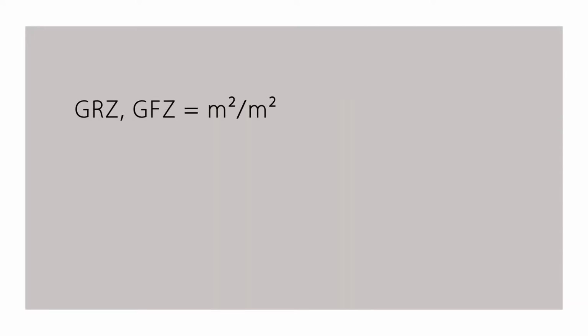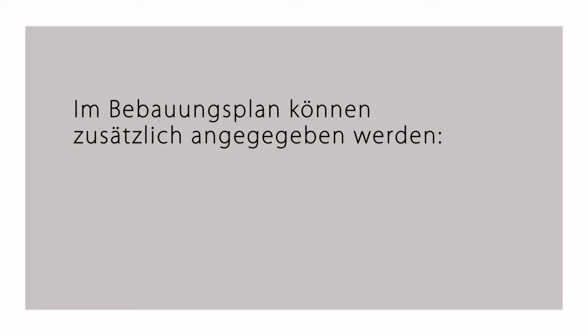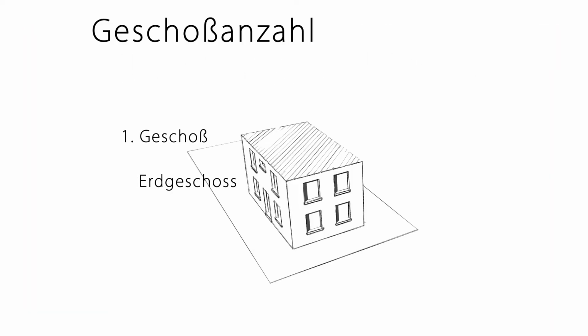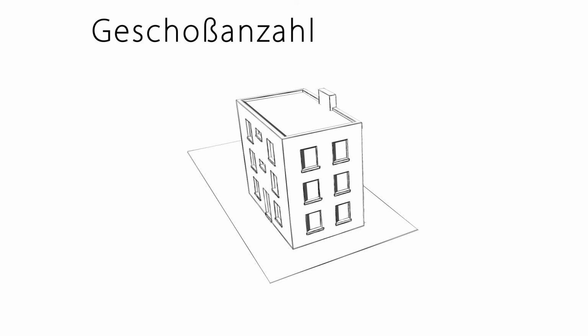GRZ and GFZ have the unit square meter per square meter, the BMZ cubic meter per square meter. In addition to the permissible surfaces or volumes per square meter of a plot, the number of stories or a building height can be defined in the Bebauungsplan.